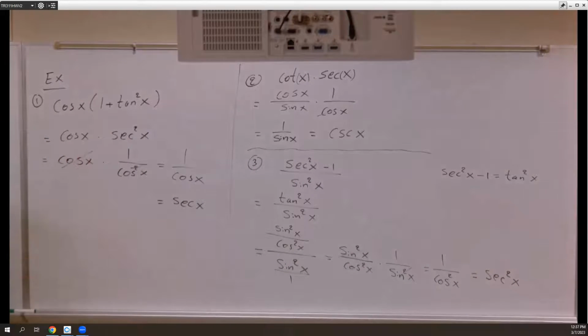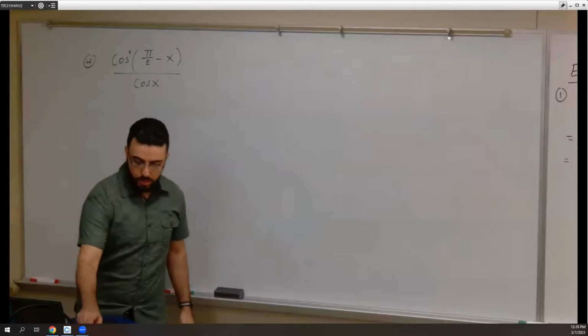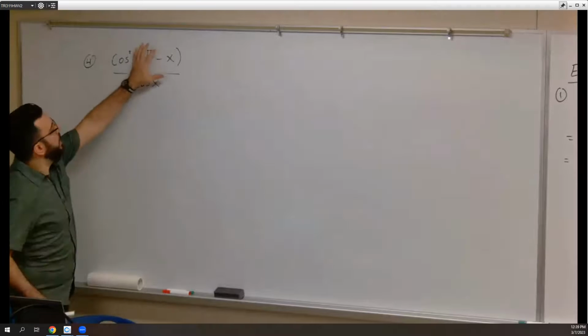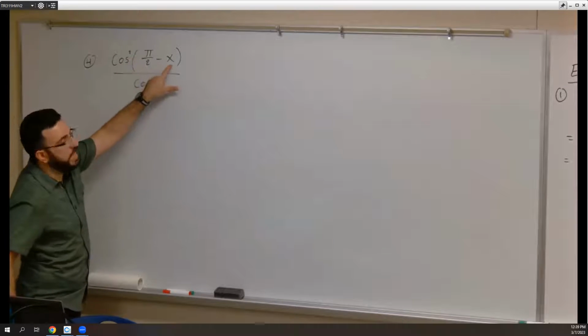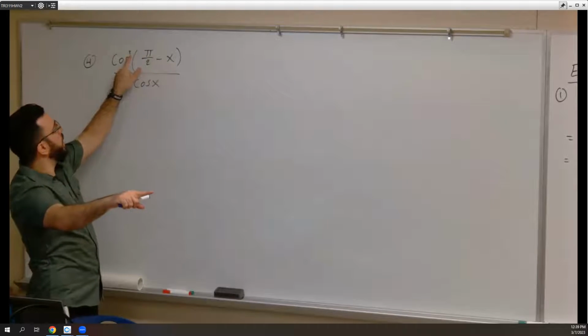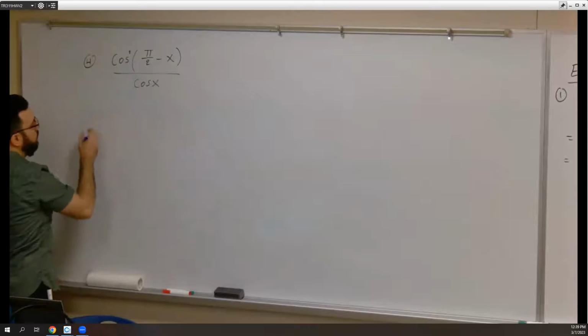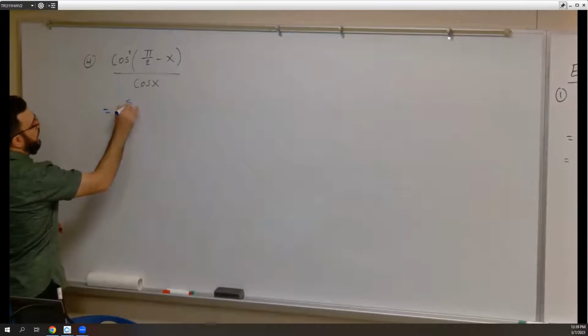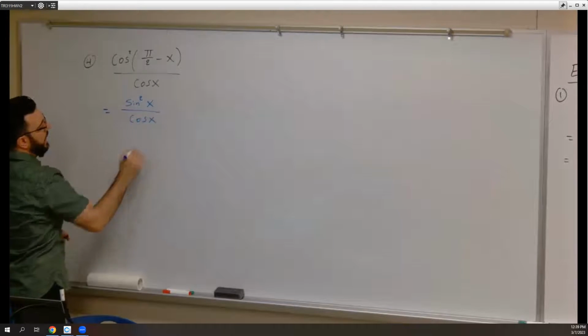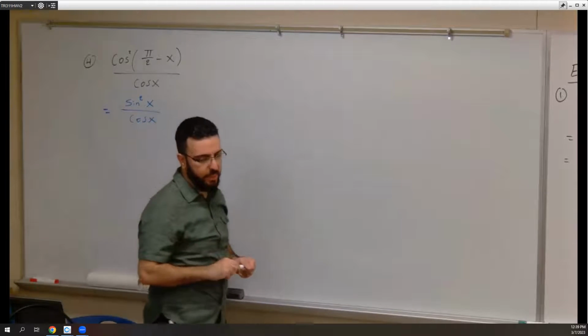Is there another way to solve it? Yes or no? But be careful, we have square. So on the top part, cosine pi over 2 minus x equal what? Sine square x. Sine x squared, so it's going to be equal to sine square x over cosine x. Now, what's the next step?